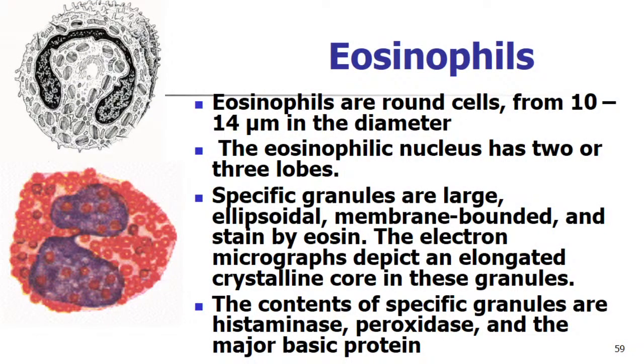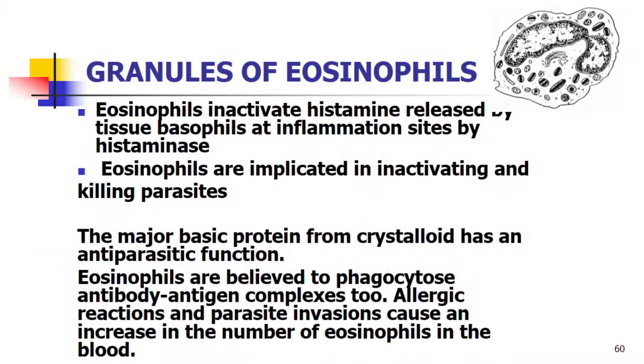Eosinophils are round-shaped cells around 10 to 14 micrometers in diameter. The eosinophilic nucleus has 2 or 3 lobules. Electron micrographs show the special elongated crystalline core in these granules. They contain special enzymes: histaminase, which destroys histamine, and peroxidase, and major basic protein with the amino acid arginine. Eosinophils inactivate histamine, released by tissue basophils at inflammation sites, by histaminase.